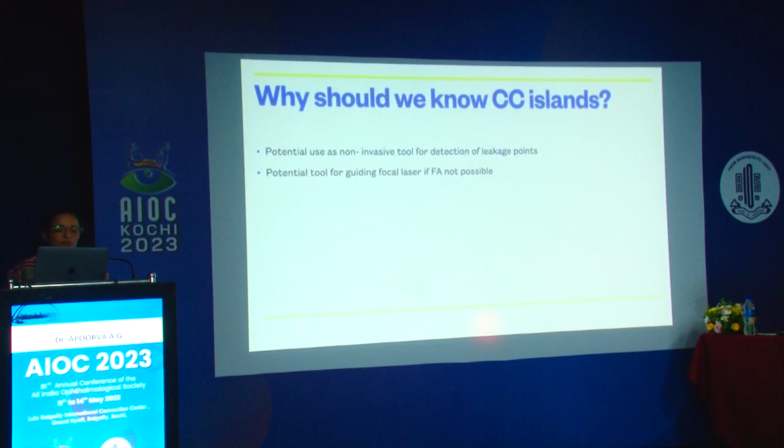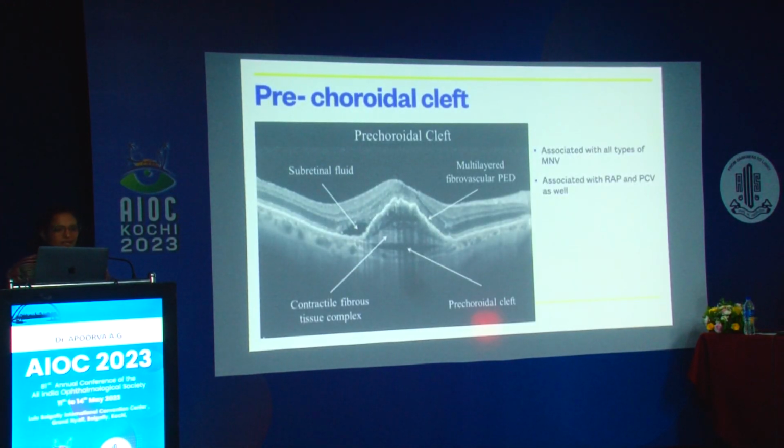We should know choriocapillaris islands because it is used as a non-invasive tool for detection of leakage points, and it can be a potential tool for guiding focal laser. Prechoroidal cleft, I think Dr. Mohit is going to speak more about this. It can be associated with all types of MNV. It can be associated with PCV as well. This is a choroidal cleft which is situated underneath a contractile fibrous tissue complex and multilayering of the RPE.